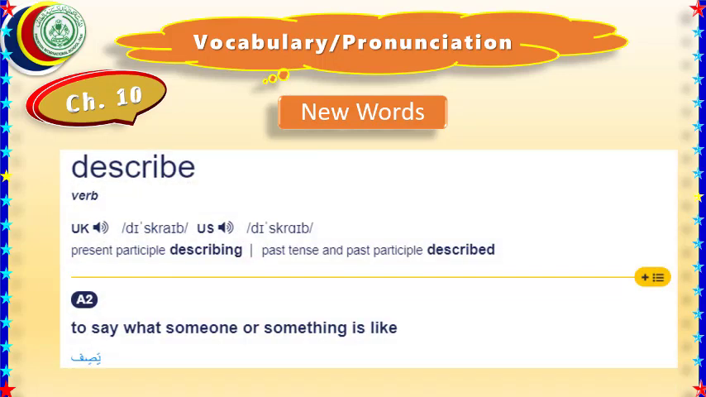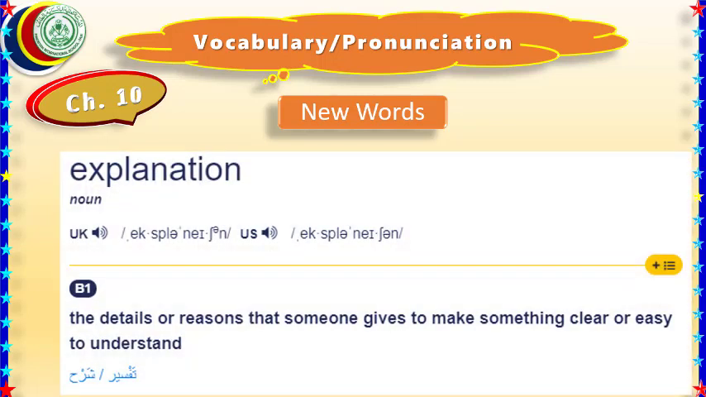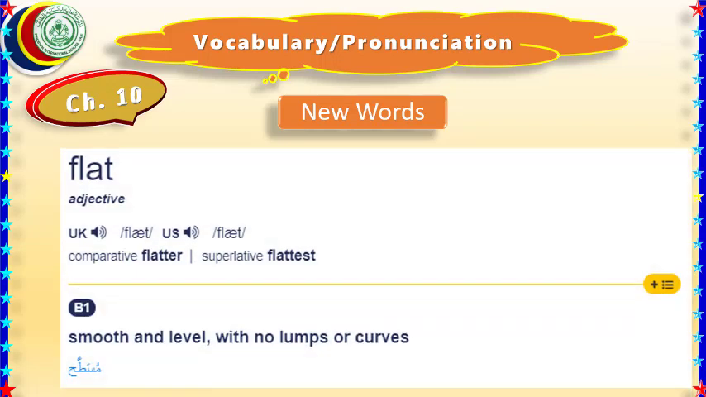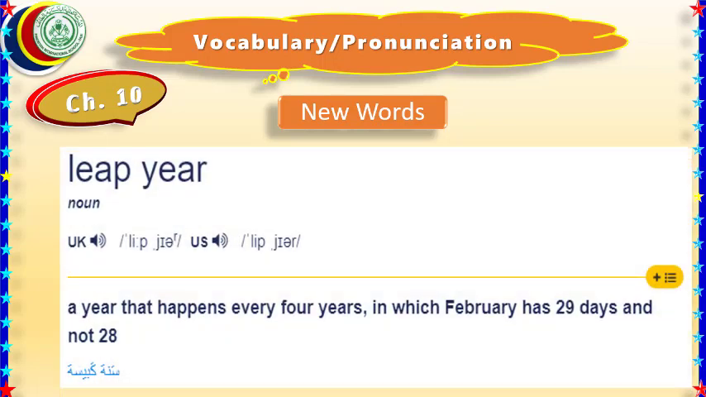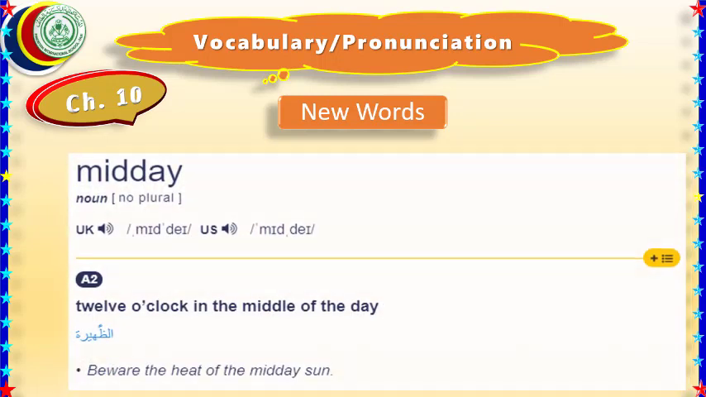Describe. Describe means to say what someone or something is like. Explanation means the detail or reasons that someone gives to make something clear. Flat is a shape that means smooth and level. Leap year is the year that happens every 4 years, in which February has 29 days, not 28 days.